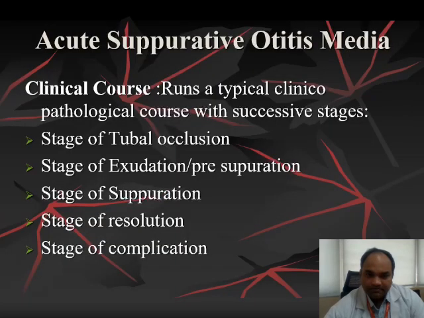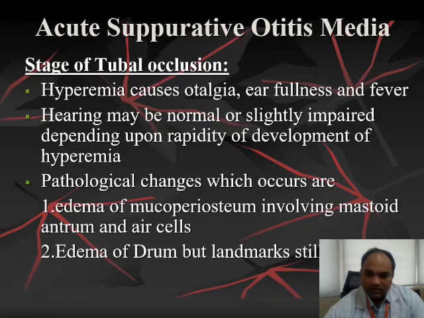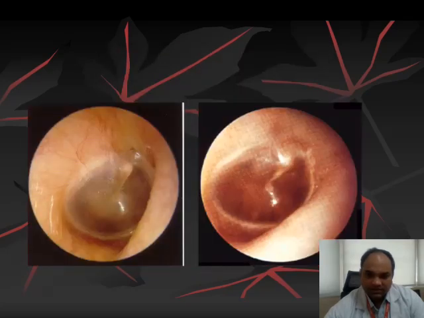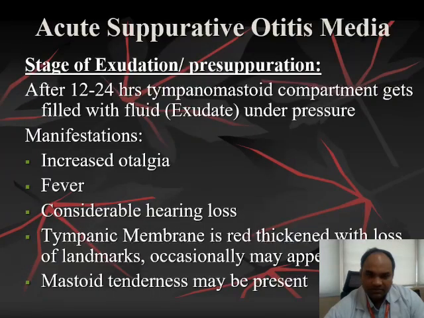Now, there are a few stages of acute suppurative otitis media, and these are the stage of tubal occlusion, stage of exudation, stage of suppuration, stage of dissolution, and stage of complications. So, the stage of tubal occlusion is when there can be ear fullness, fever, and hearing will be normal or slightly impaired depending upon the rapidity of development of hyperemia. You can see here, okay, so this is the stage of tubal occlusion. You can see in this drum there is development of hyperemia happening.